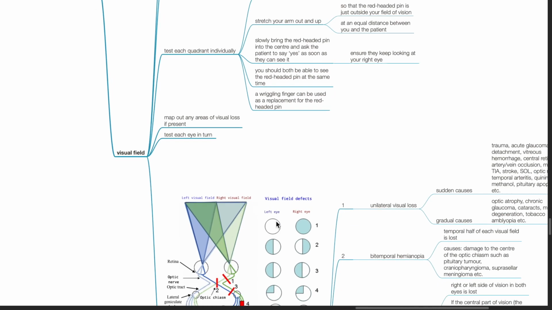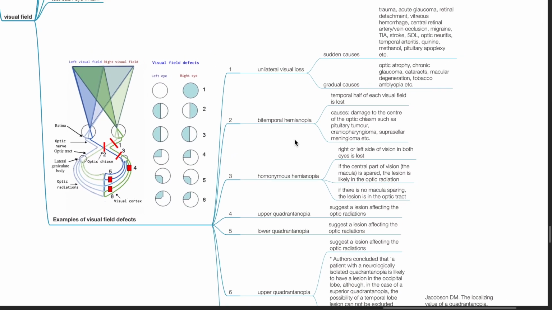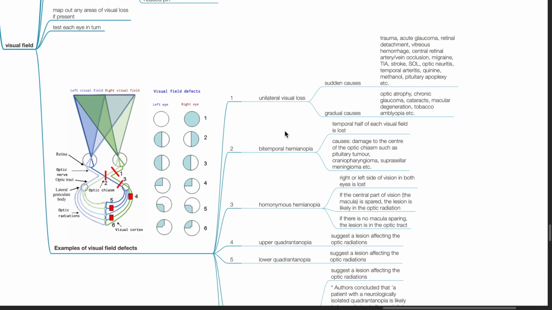Examples of visual field defects. Unilateral visual loss. Sudden causes include trauma, acute glaucoma, retinal detachment, vitreous hemorrhage, central retinal artery or vein occlusion, migraine, transient ischemic attack, stroke, space-occupying lesion, optic neuritis, temporal arteritis, quinine, methanol, pituitary apoplexy, etc. Gradual causes of unilateral visual loss include optic atrophy, chronic glaucoma, cataracts, macular degeneration, tobacco amblyopia, etc.